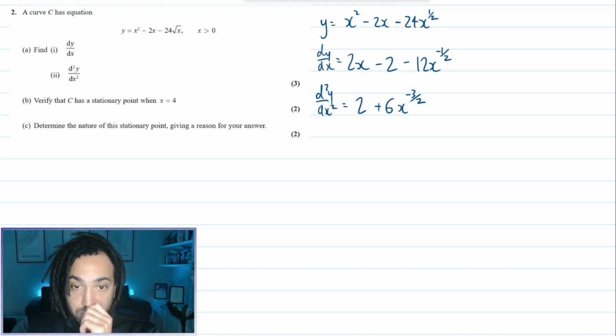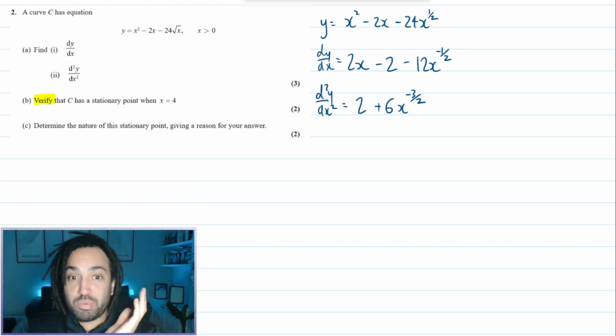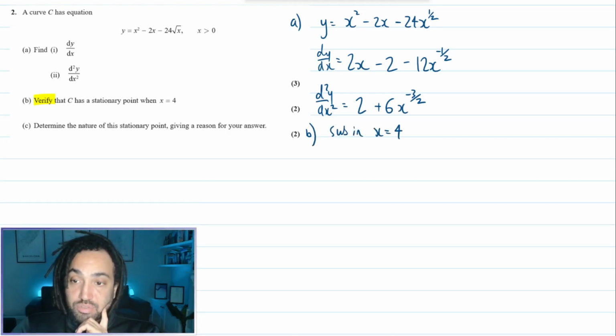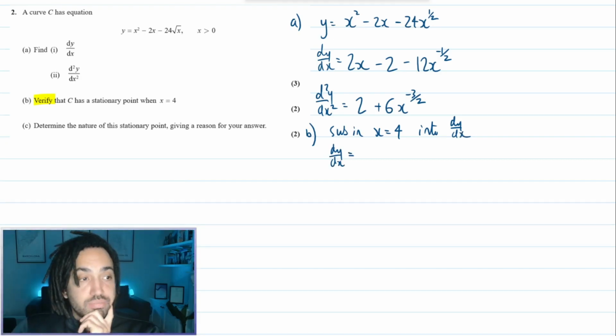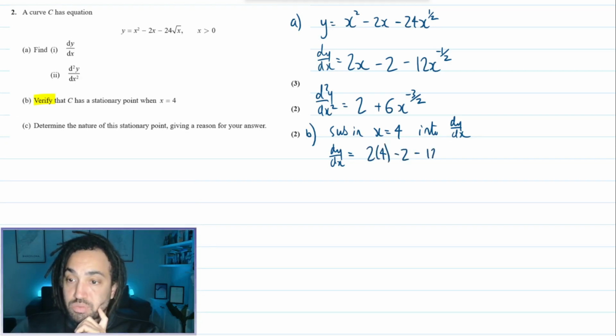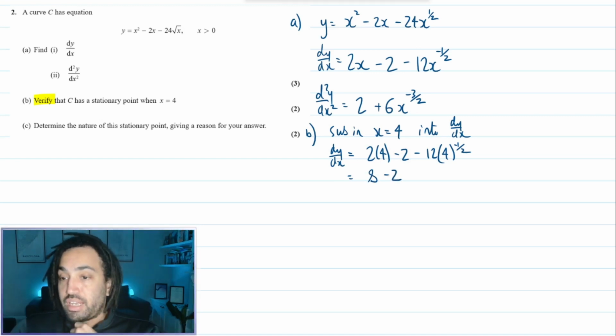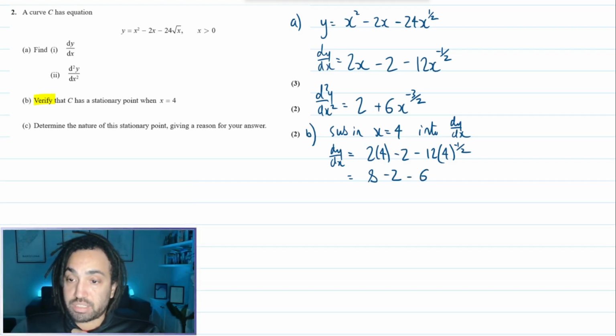Verify C has a stationary point at x equals 4. So terminology here: the word verify means we don't need to find or show, we just need to check that it works. So I can literally just substitute in and see if that works. I'm going to sub in x equals 4 into dy by dx. So I get dy by dx equals 2 lots of 4 minus 2 minus 12 lots of 4 to the minus a half. That gives me 8 minus 2, and 4 to the half is 2, to the negative power is 1 over 2, times by minus 12 is minus 6. Perfect, this gives me 0, therefore stationary.